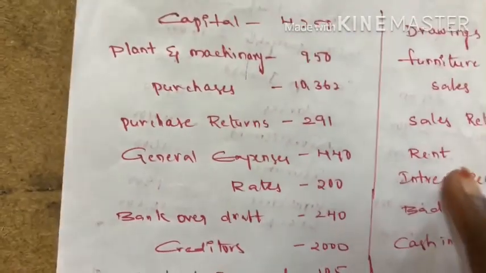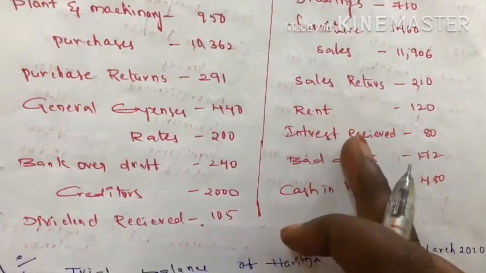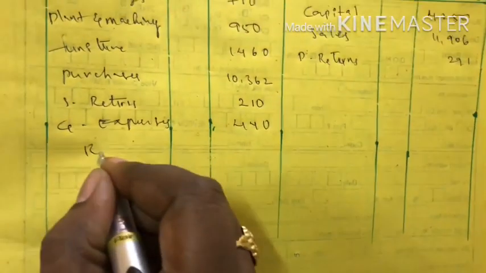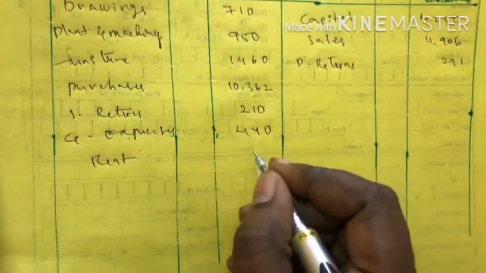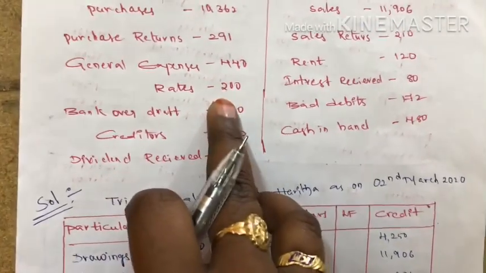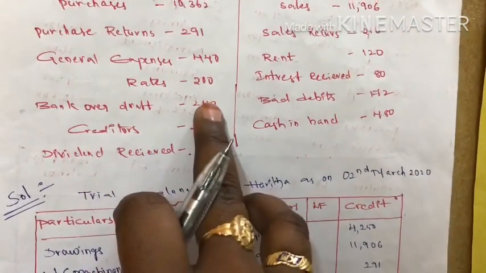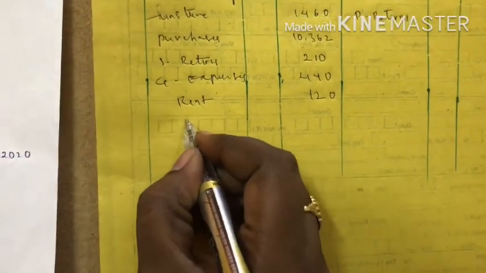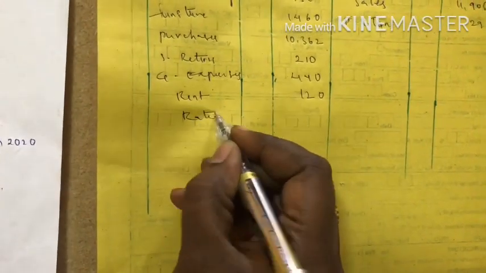The next one, rent. Rent is an expense, and all expenses are written on the debit side. So rent is 120. The next one, rates. Rates is an expense, and all expenses are written on the debit side. So here rates is 200.